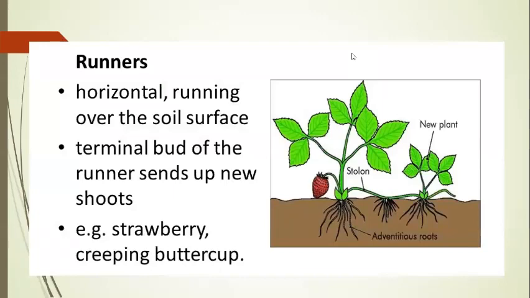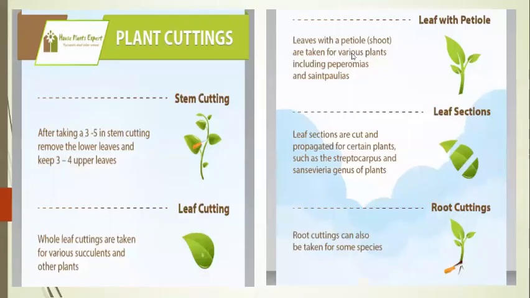Then the runners, horizontal, running over the soil surface. So see the illustration there. The terminal bud of the runner sends up new shoots. So examples are strawberries and creeping buttercup. The runner will grow into a new plant.